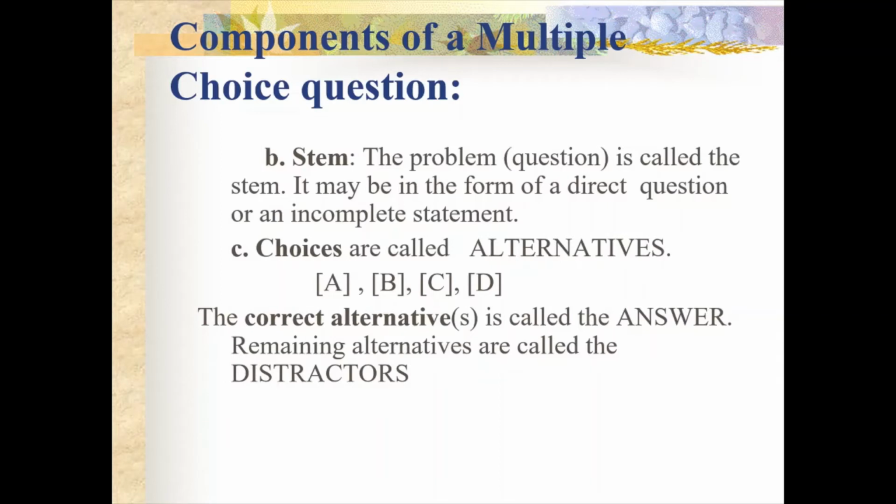The second component, choices, are called alternatives. The correct alternative is called the answer. Remaining alternatives are called distractors.